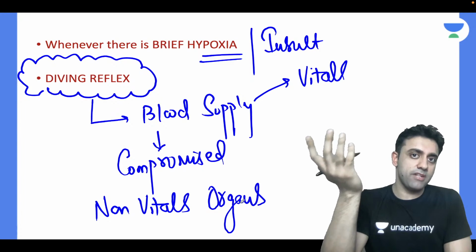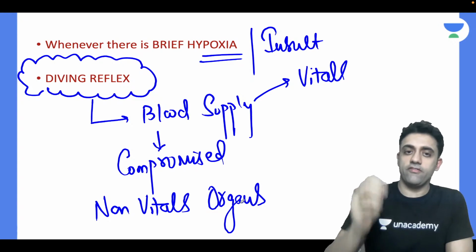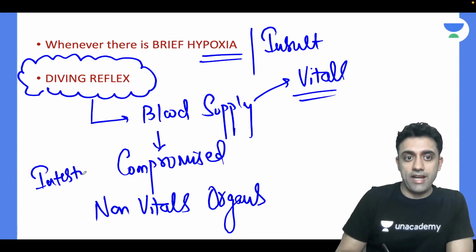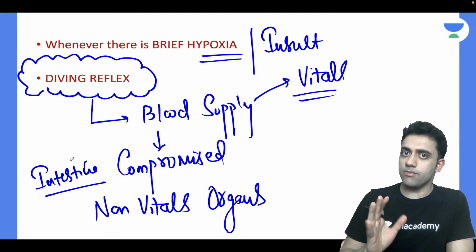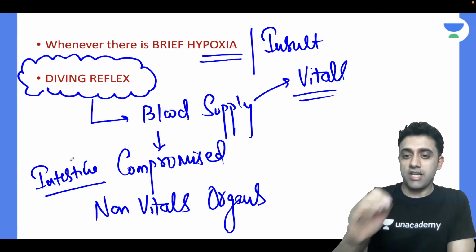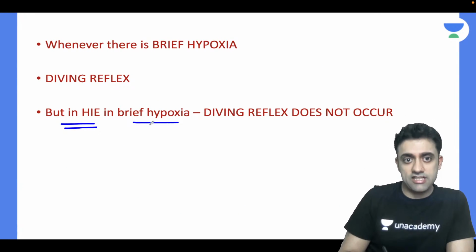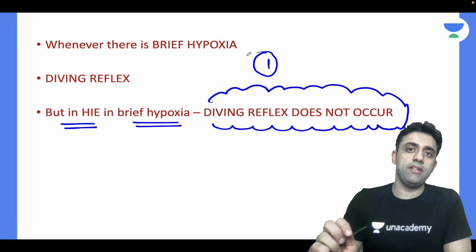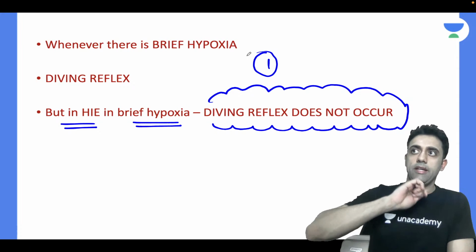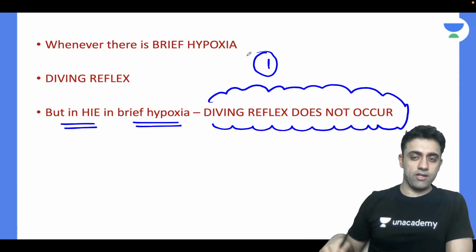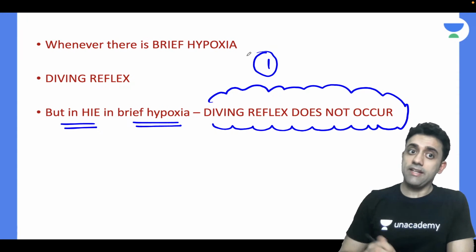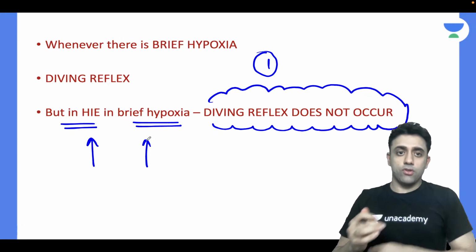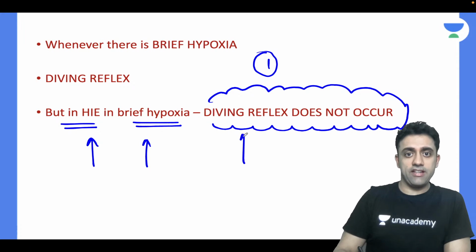So whenever there is brief hypoxia, normally there is the diving reflex, where the blood supply to the vital organs will go, whereas the non-vital organs, for example my intestine, will have compromised blood flow. It's a compensatory defense mechanism of the body normally. But in HIE, when there is a brief hypoxia, the diving reflex does not occur. This is the first very important point you need to know. Why did the baby not cry? In simple words, whenever there is hypoxia, normally there is the diving reflex. But in HIE, in such a brief hypoxia, because of maternal dehydration or cord compression, the diving reflex does not occur.